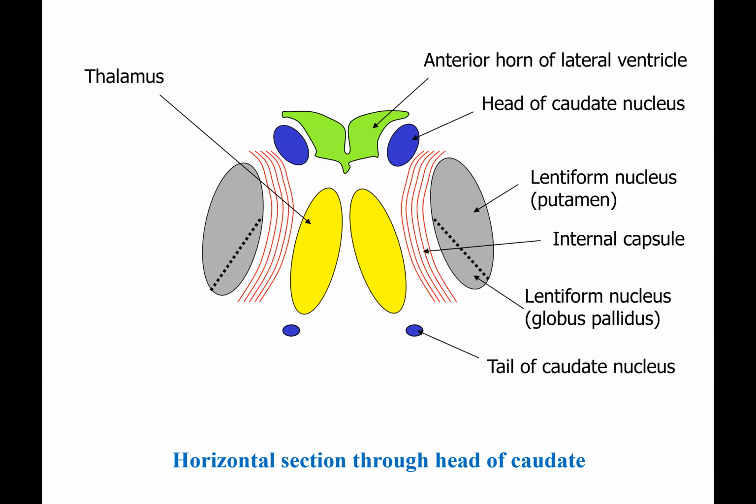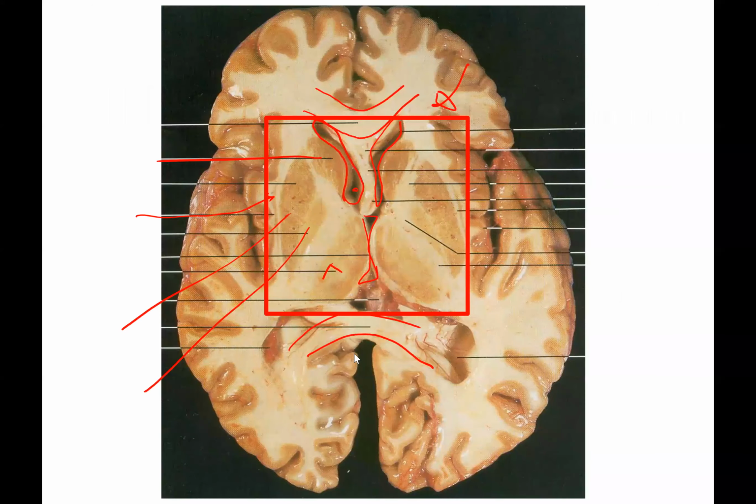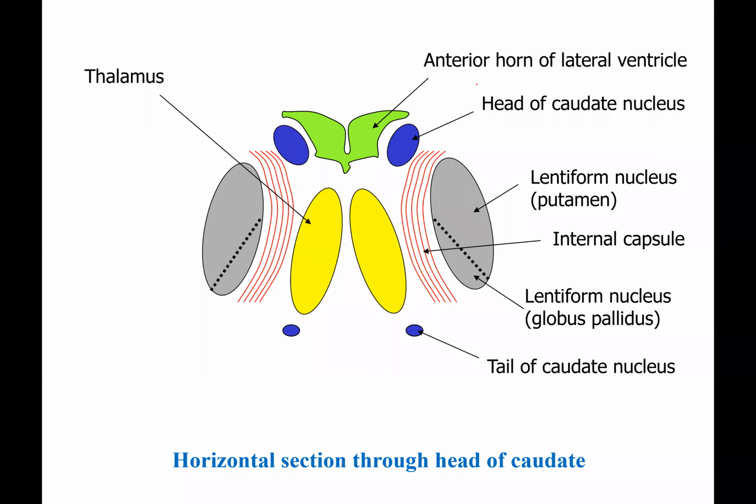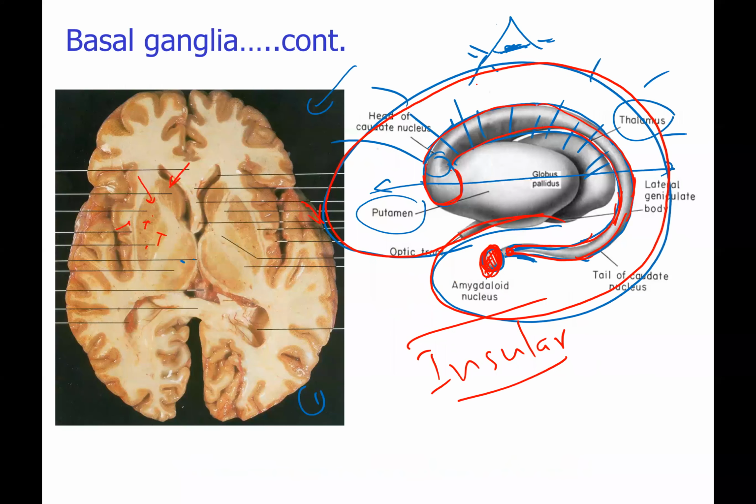Now, so this is what I was telling you. If you take this area in the square and draw it, this is how you will draw it. So it's a horizontal section through the head of the caudate nucleus, because the head of the caudate is a very good landmark to refer to the section. So it says that the section has been taken through the head of the caudate nucleus. If you just say caudate nucleus, you can cut at any place. So it's the head of the caudate through which it has been cut.